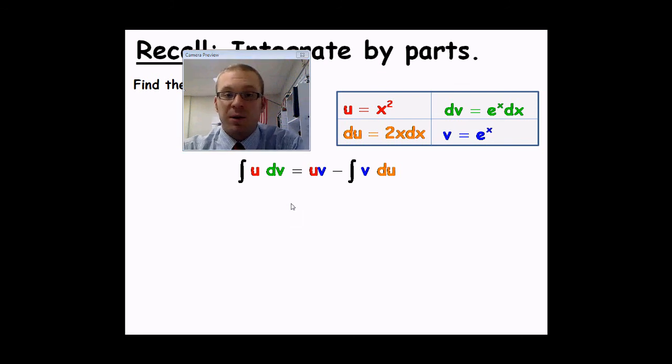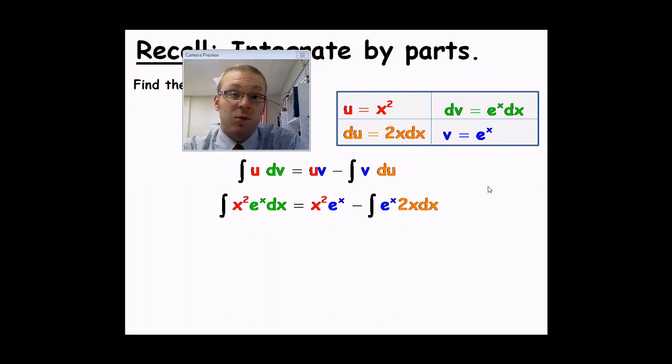And so up on your screen, you should be seeing the step we get after we do all of those substitutions, after we plug into the formula. And then a little bit of simplifying on the right side of the equation is going to give x squared e to the x minus 2 integral of x e to the x dx. Okay, and this worked out exactly how we wanted it to.